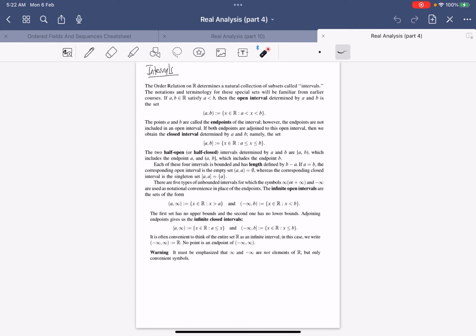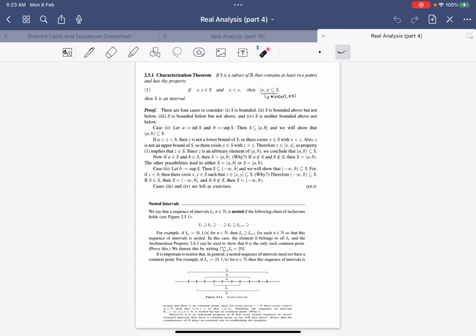Then of course, with that you have half open, half closed, and you see that this works for infinite intervals as well. And for infinite intervals, because infinity is just a symbol, not an element of the real numbers, it's always an open bracket towards infinity. So this is the definition of an interval.